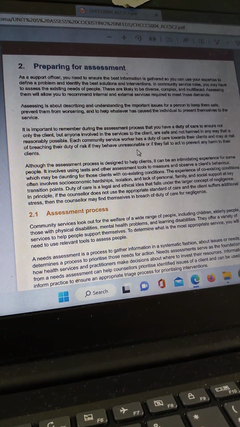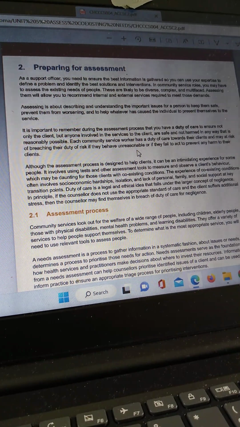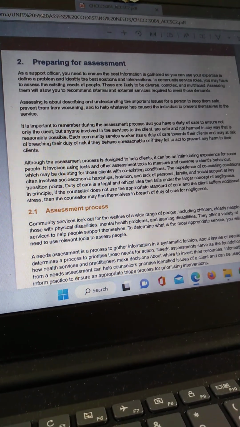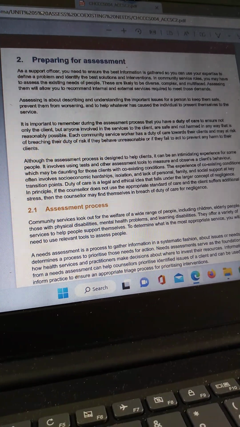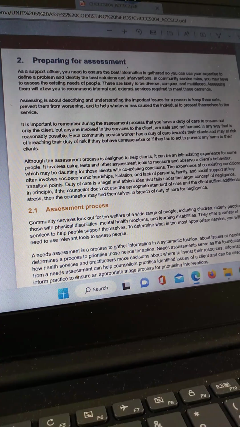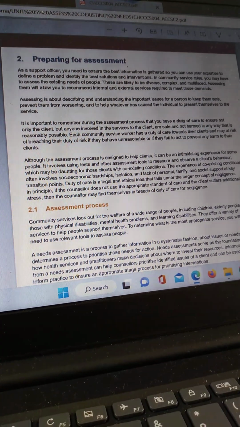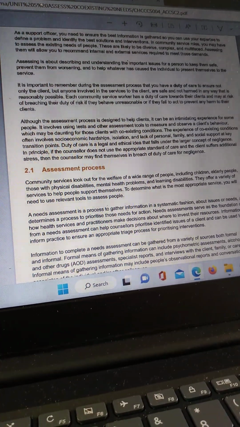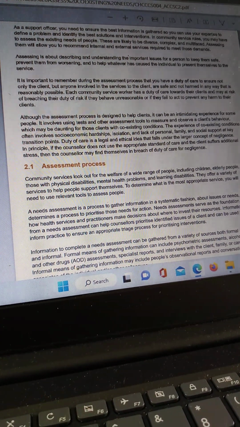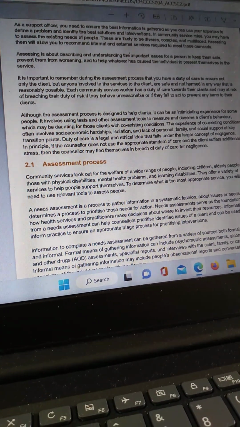Community services look out for the welfare of a wide range of people, including children, elderly people, those with physical disabilities, mental health problems, and learning disabilities. They offer a variety of services to help people support themselves. To determine what is the most appropriate service, you will need to use relevant tools to assess people.